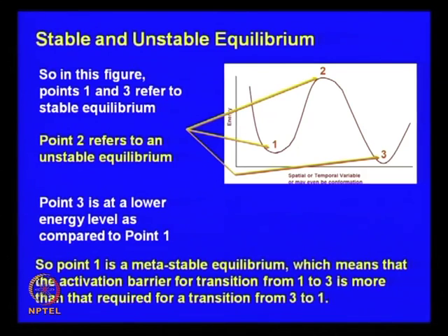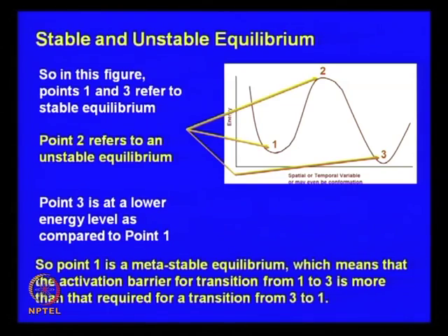So, if you have a system where you have multiple stable equilibriums, then all the equilibrium positions which do not correspond to the lowest energy configuration are termed as metastable equilibrium. So, in this particular figure, point 1 is a metastable equilibrium. It is a stable equilibrium, but it is a metastable one. Point 3 is the most stable equilibrium, or it corresponds to the scenario where the global minimum in the energy curve is attained.